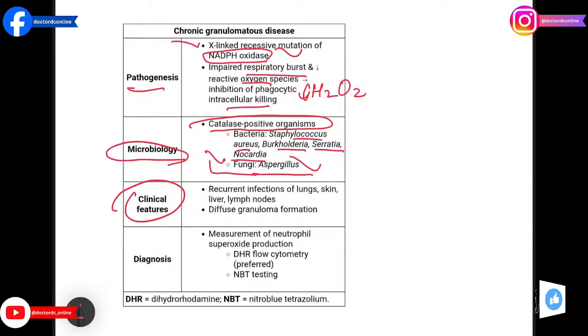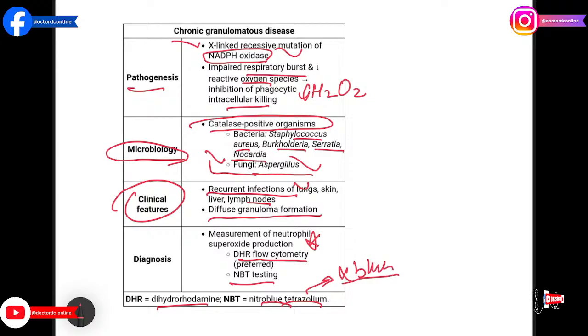If we talk about clinical features, there are recurrent infections of the lung, skin, liver, and lymph nodes with diffuse granuloma formation. For the diagnosis, we make the measurement of neutrophil superoxide production by the DHR flow cytometry and NBT testing, that is the nitroblue tetrazolium, in which it will not turn into blue color.